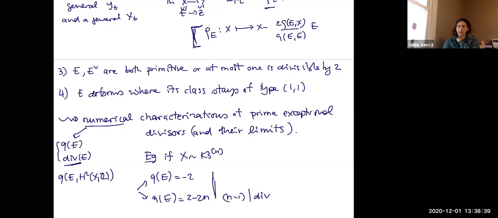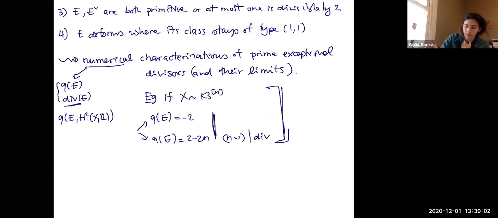look among these guys. And in fact, there is even a nicer, more precise characterization than that. I don't want to get into that, but if you're interested, then you should look at Markman's paper called prime exceptional divisors.